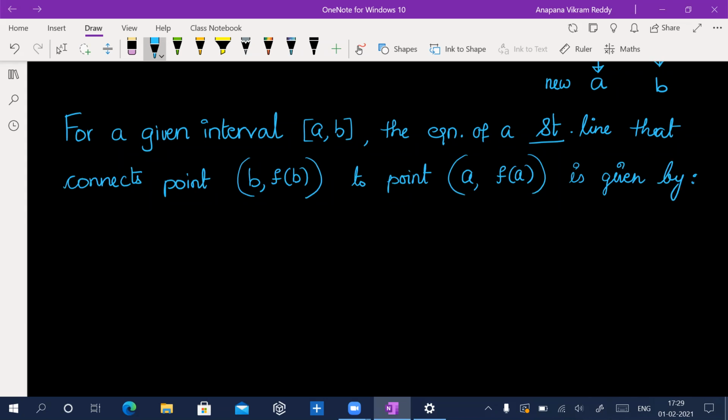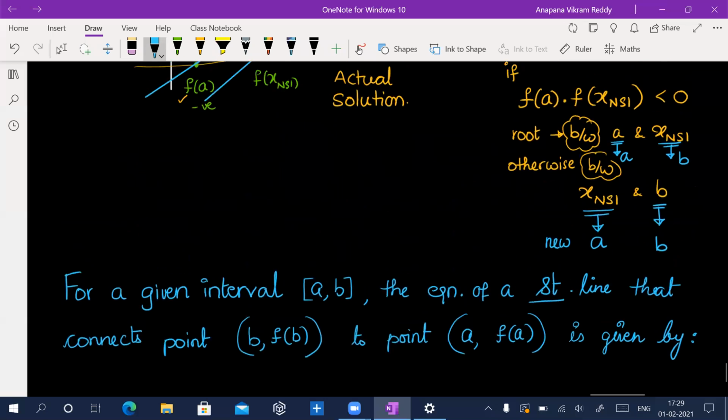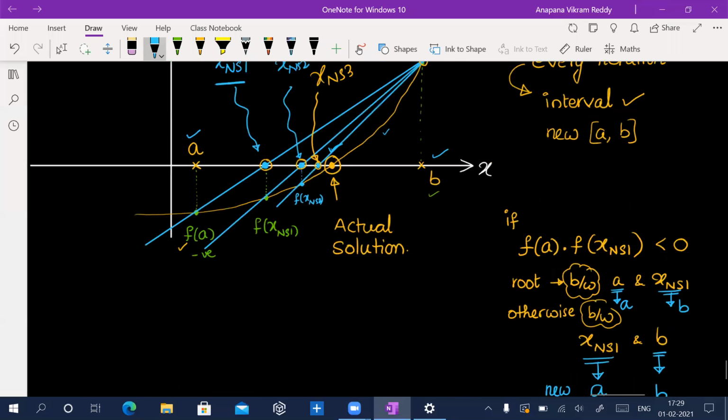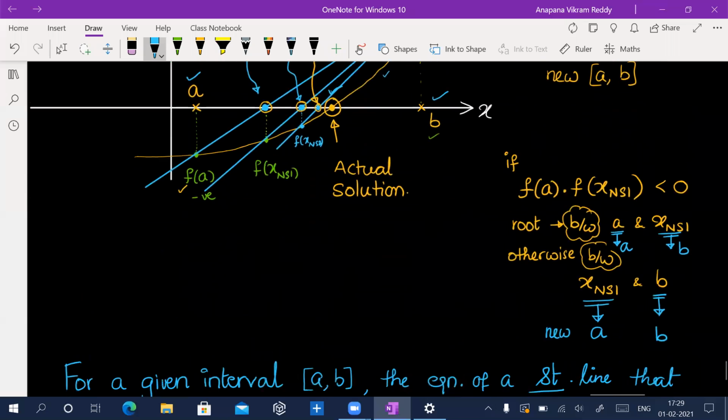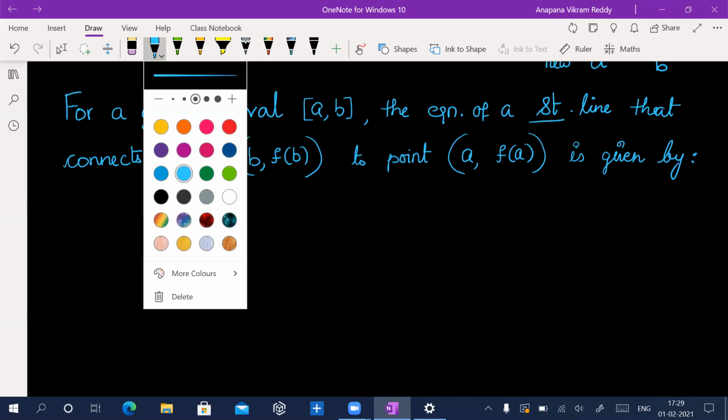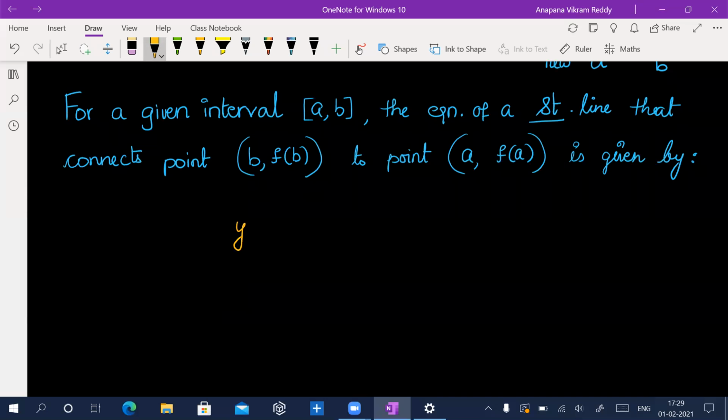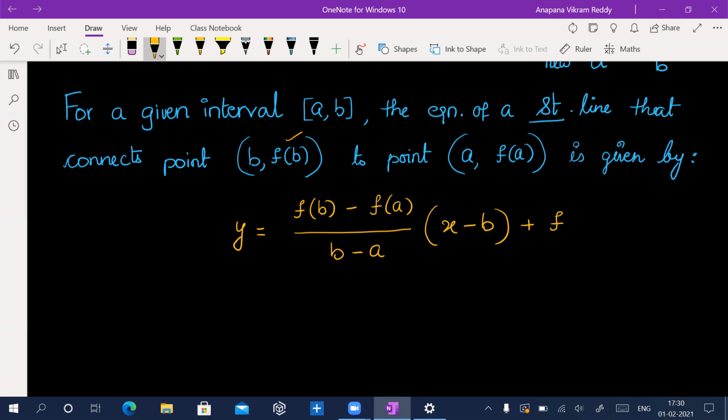So this equation is given by, anyone? Straight line equation, what is there? You have 2 points. You can do y minus y1. Okay, that's good. You just do that and you will get this answer. I'm writing the answer directly. So y is equal to f of b, starting from the right, and f of a, divided by b minus a, like the slope you found, and then multiplied by x minus b, plus f of b.